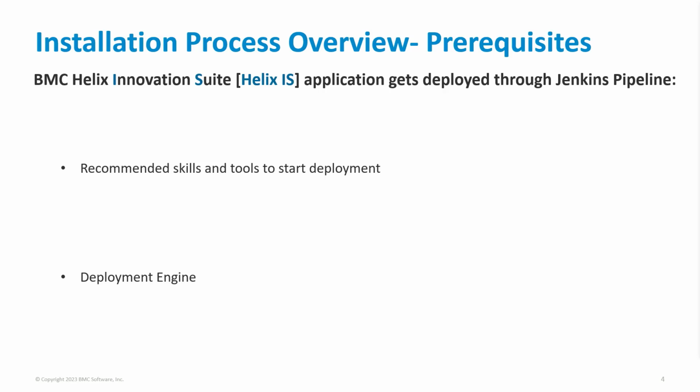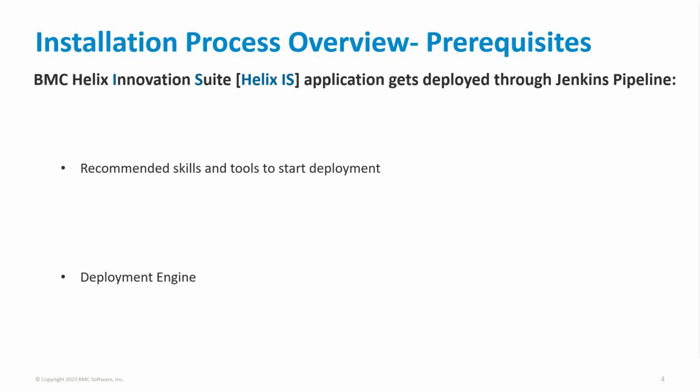So, as prerequisites for the installation process overview, BMC Helix Innovation Suite applications get deployed through the Jenkins pipeline. BMC provides a Jenkins pipeline to install Helix IT Service Management on your on-premise systems. To get started with this installation process, it is best to understand the end-to-end process for implementing BMC Helix IT Service Management on your system. This includes details to set up your system, meet system requirements, download installation files, perform the installation, and do the system configurations further.